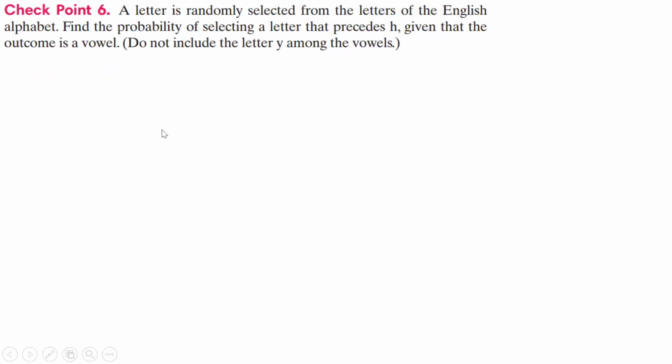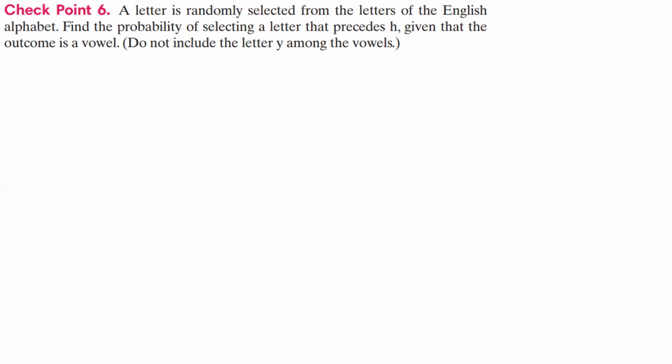Here we have a letter randomly selected from the letters of the English alphabet. Find the probability of selecting a letter that precedes H, given that the outcome is a vowel. Now, don't include the letter Y among your vowels. That's a key thing. Some people include Y, some people don't. In this case, we're not including Y.